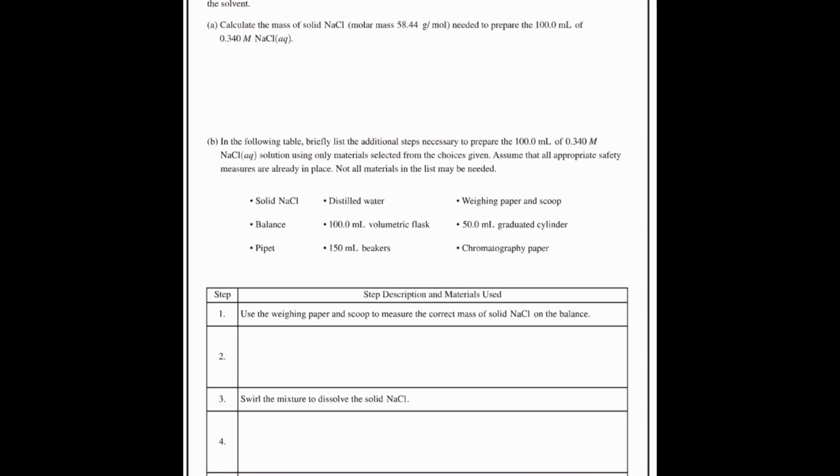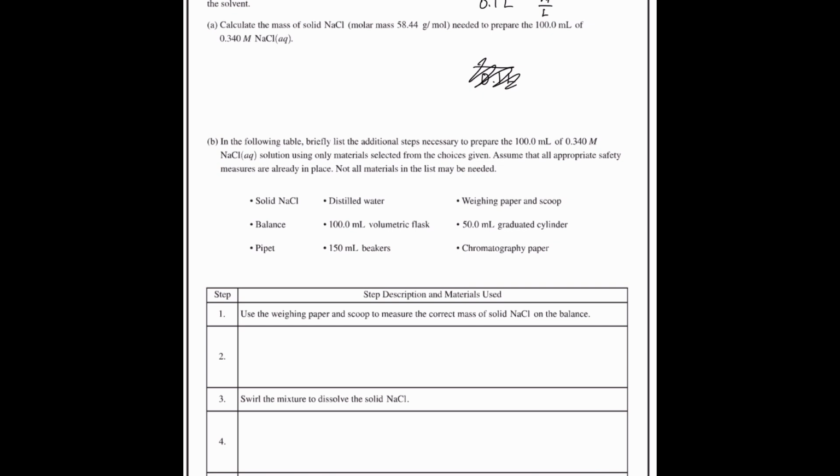Calculate the mass of solid NaCl that you need to use. Okay, well, we have 0.1 liters. Once again, do your unit conversion. I don't know why I wrote it that far out, because you need to do calculations. That's kind of a bad habit of mine. Okay, I crossed that out.